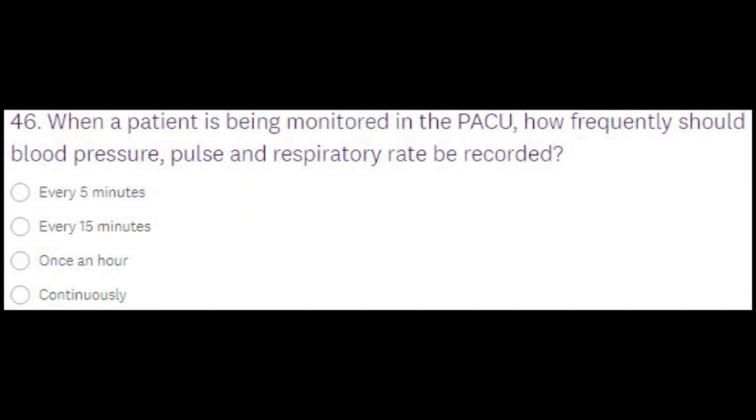Question number 46. When a patient is being monitored in the PACU, how frequently should blood pressure, pulse and respiratory rate be recorded? Option A, every 5 minutes. Option B, every 15 minutes. Option C, once an hour. Option D, continuously. Option A, every 5 minutes is the right answer. Since the PACU or the post-anesthesia care unit is a critical care unit, the patient's vital signs are closely monitored and recorded every 5 minutes.